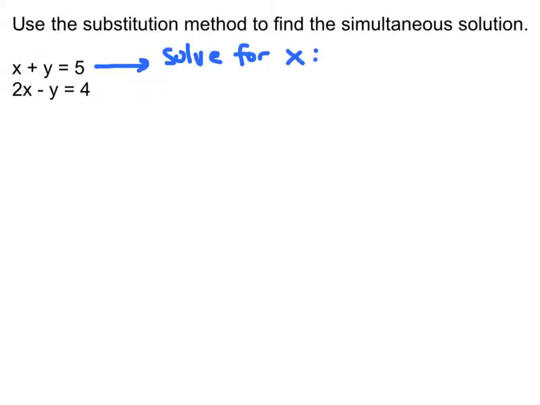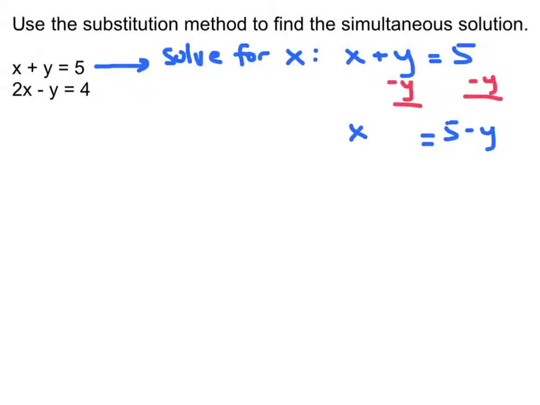So if I do that, let me rewrite it really quickly so we can actually see what's going on. And if I solve it for x, that would involve me subtracting y on both sides. So I could get x equals 5 minus y as my new equation. I'm just going to circle that for a moment. So I solved the first equation for x, and I got an equivalent equation, x equals 5 minus y.